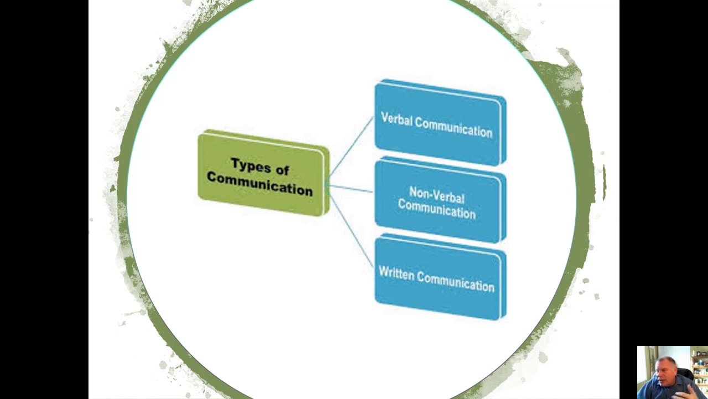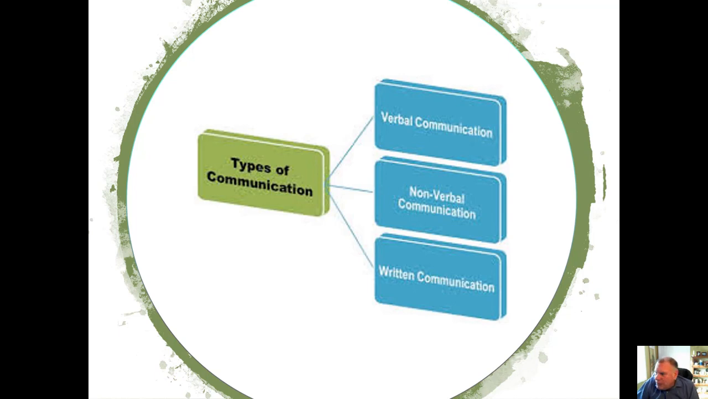And this applies to all sorts of different types of communication. Types of communication are verbal communication, nonverbal communication, written communication. Each one of them is delivering that message. How it's delivered and how it's received can be perceived very differently.